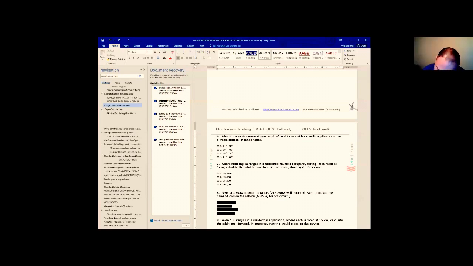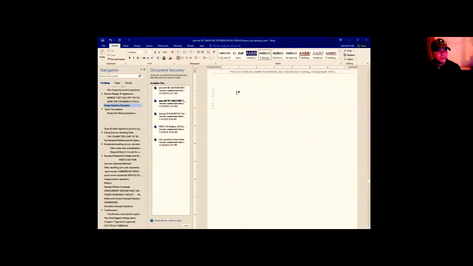Can you show me how to do that example again one more time? Let's go back. Forget this one that's right here. Let's just say that you had one range that was just simply one range by itself, one range equal to 12,000 watts. Okay.